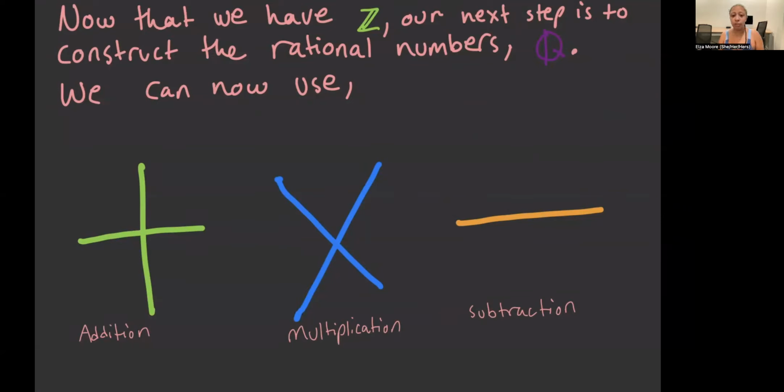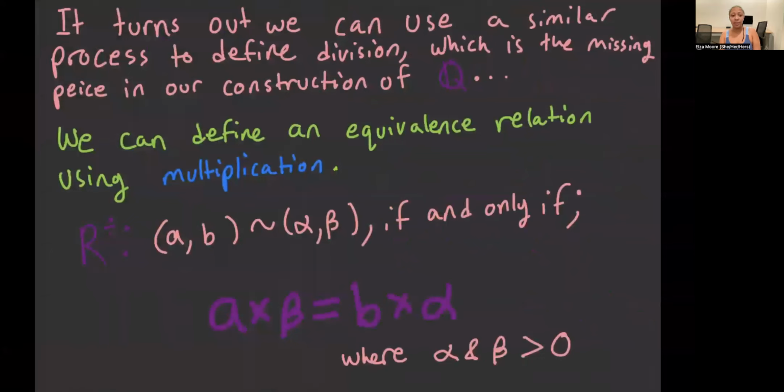So now what we need to do is somehow use what we know about the integers to construct the rational numbers. Just checking in here, we can now use addition, multiplication, and subtraction, because we've defined all three of these operations in the integers, but we have not yet defined the key property in the rational numbers, which is division. So that's our next step. It turns out that we can use a similar process to define division, which is the missing piece in our construction of the rational numbers.